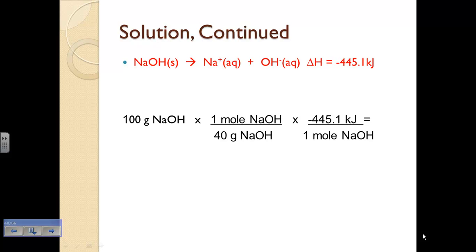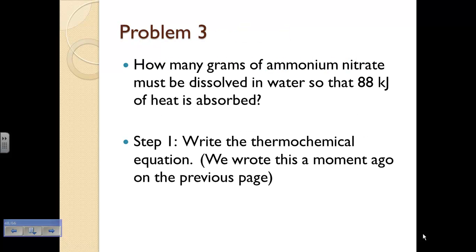Now grab your calculator. I've not put the answers on the screen. You have to hit them. The key sequence: you begin by typing in 100, divide by 40, multiply by negative 445.1, and your answer will come out in kilojoules, and it should be negative to remind us it is indeed exothermic, heat releasing. Given 100 grams, we did step 1, step 2 on our stoichiometry roadmap to land at a kilojoule. Pause here if you're still hitting and start up again when ready to look at problem 3.